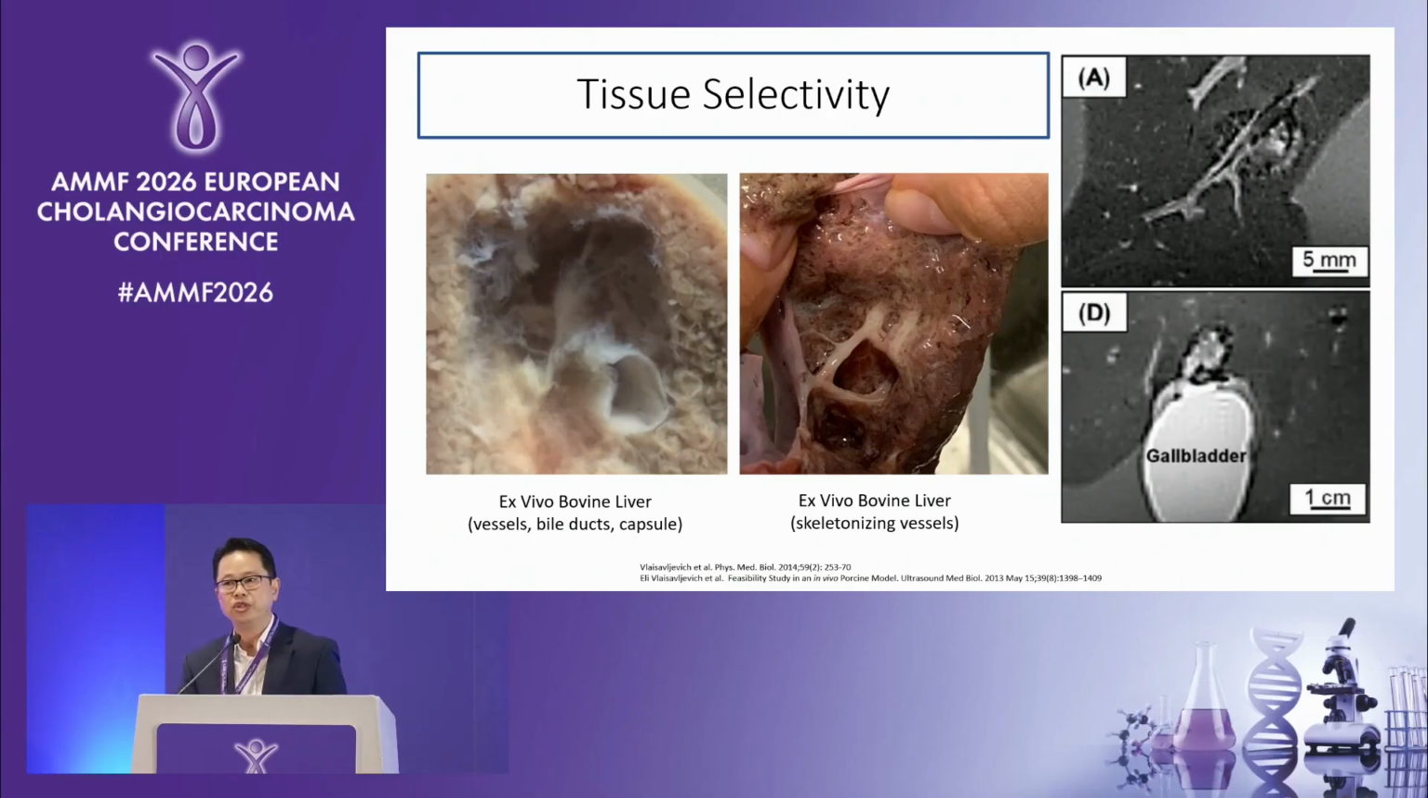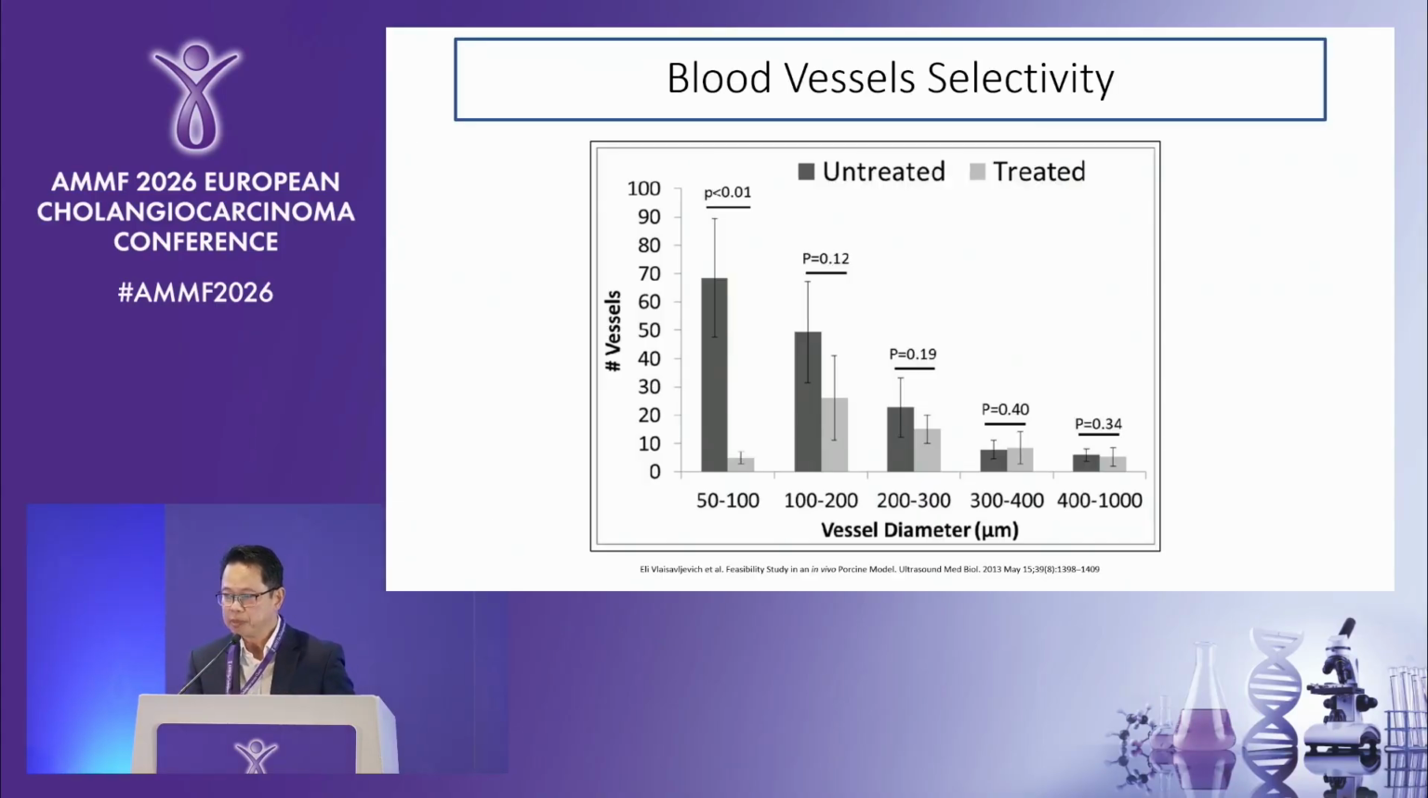And therefore, it is actually quite suitable for tumors located in proximity to major blood vessels or major bile ducts. The selectivity is quite stark in terms of what size of vessels are less sensitive. For example, for any vessel more than 300 microns, the treated one is a lighter shade of gray, and the untreated one is a darker shade of gray. And you will see after 300 microns, most of the vessels are preserved.